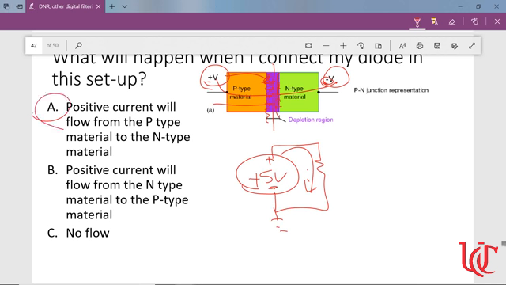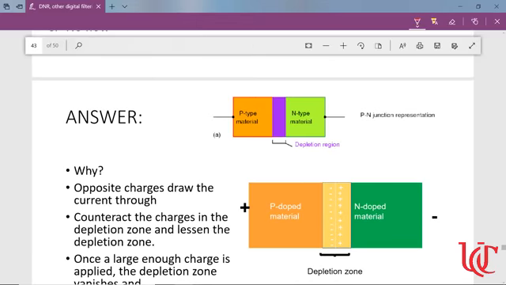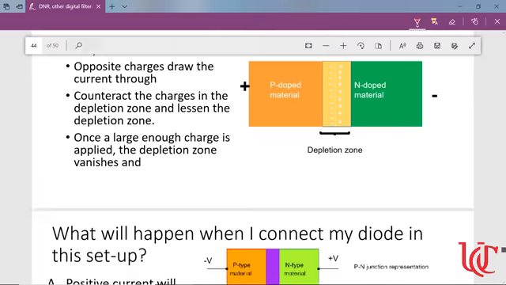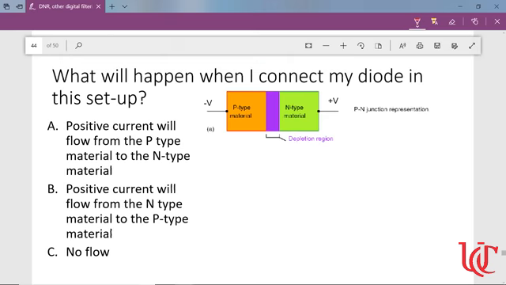What happens when I do the reverse? What happens when I connect my diode with a negative voltage to my P-type, positive voltage to my N-type? Same options, but what do we think will happen?